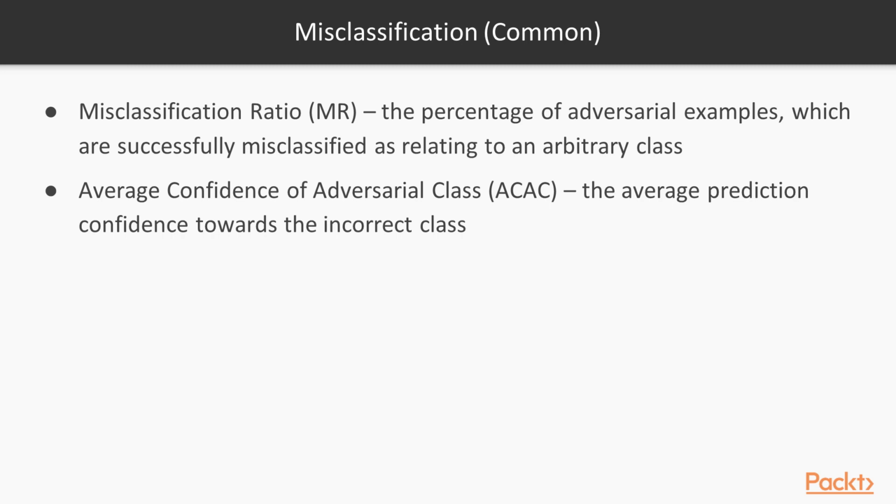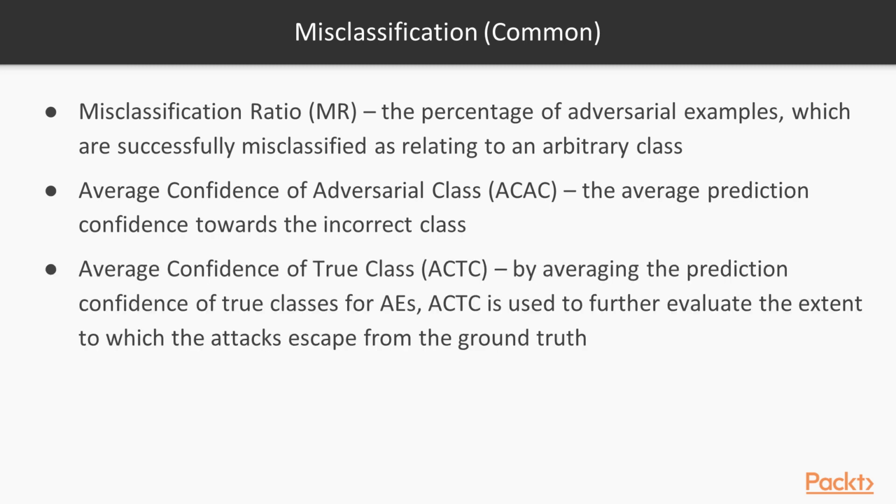Average confidence of adversarial class, ACAC, the average prediction confidence towards the incorrect class. Average confidence of true class, ACTC. By averaging the prediction confidence of the true class, ACTC is used to further evaluate the extent to which attacks escape from the ground truth.